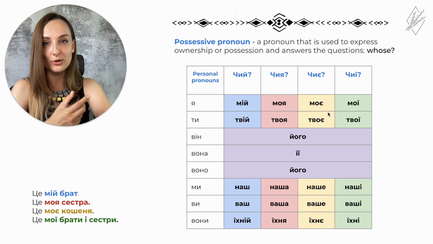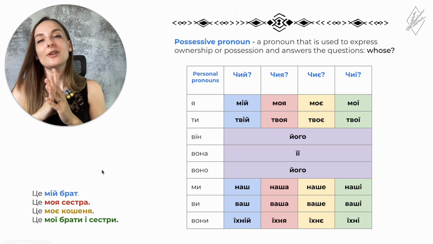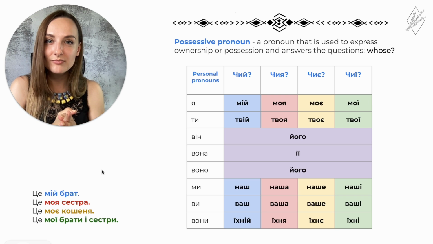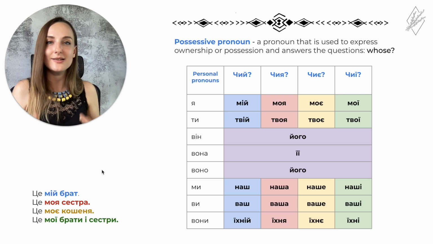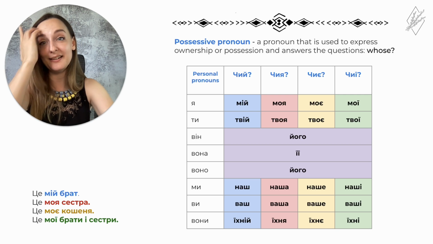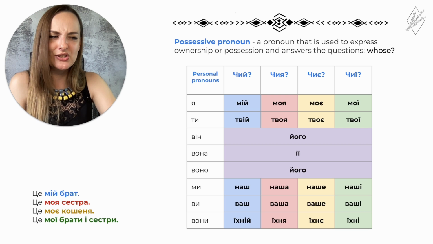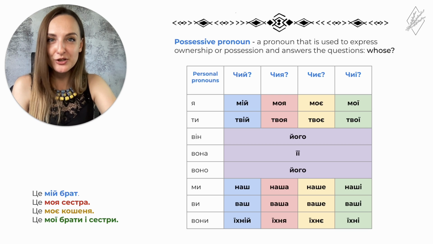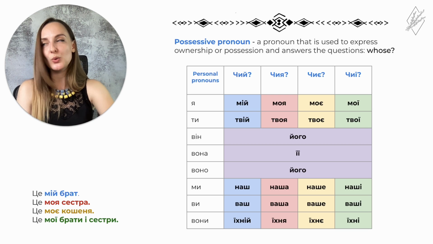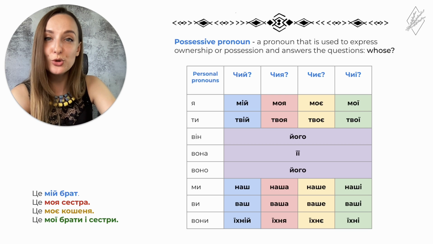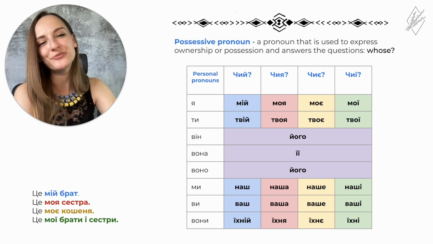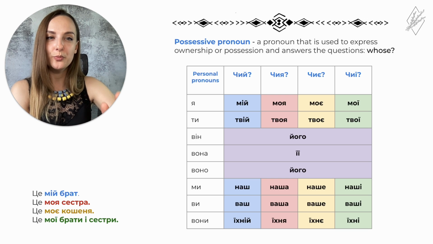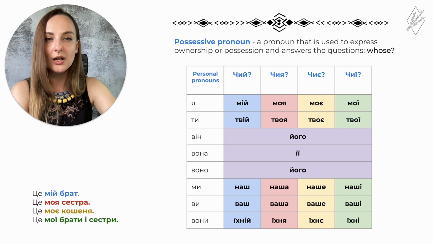Мої, plural. By the way, in Ukrainian we do not have the word for siblings, so we will just say брат і сестра or брати і сестри. Something like this. By the way, the same will work for grandparents. We don't have such a word, so instead of it we will say бабуся і дідусь або бабусі і дідусі. Ось так. Okay, so I hope this is clear.